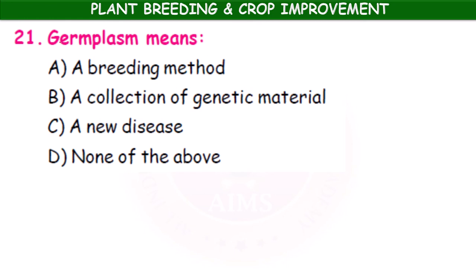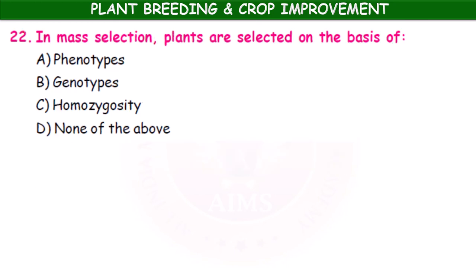What does germplasm mean? A breeding method, a collection of genetic material, a new disease, or none of these. The collection of genetic material in the form of seeds is germplasm. In mass selection, the plants are selected on the basis of phenotypes, genotypes, homozygosity, or none of the above. It is the phenotype, based on physical characteristics. The plants with good, desired qualities, we will select.